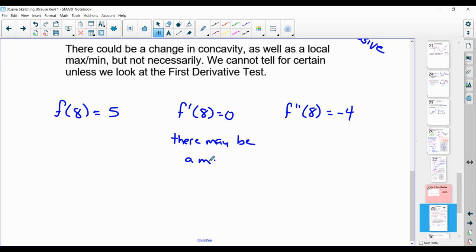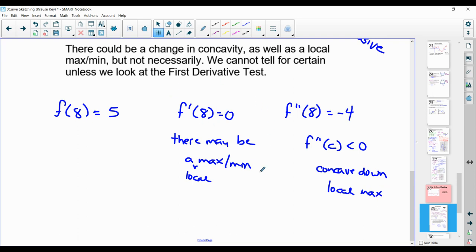But we don't know for sure. There may be a local max or min, but it's not until we look at the second derivative that we know for sure. In this case, the second derivative is negative, so f double prime of that constant is less than 0. That means it's concave down, and that means we have a local maximum.